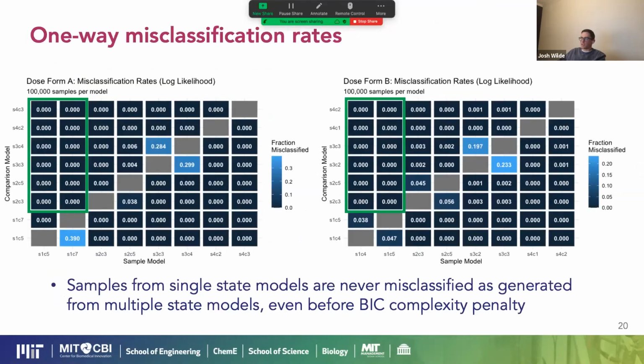And what we find in that case is that if we just focus on, say, this dose form here, and we just focus on the green boxed area, we find that models that are sampled from single state mixture models are almost never misclassified as having a higher likelihood under multiple state comparison models that have the fitted parameters that we found based on our data, which gives us some confidence that the difference in the Bayesian information criteria that we observed in a couple of slides ago is actually meaningful. And this actually does translate into models that generate different samples.